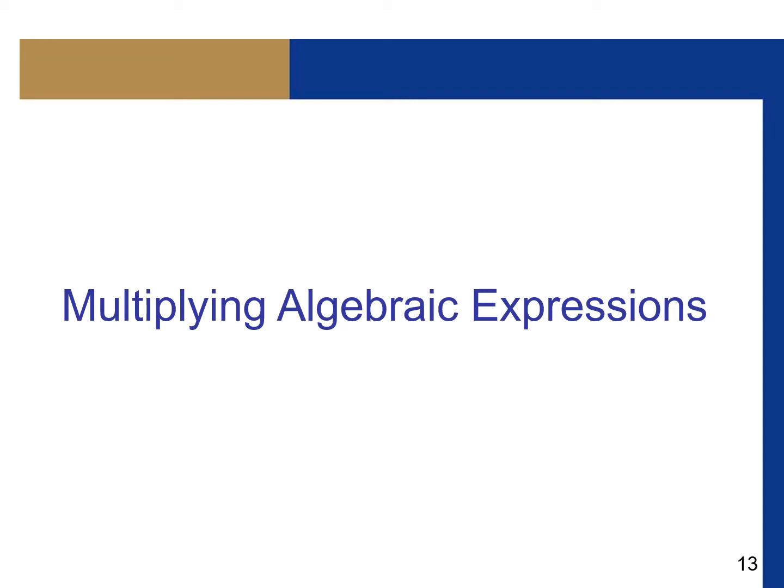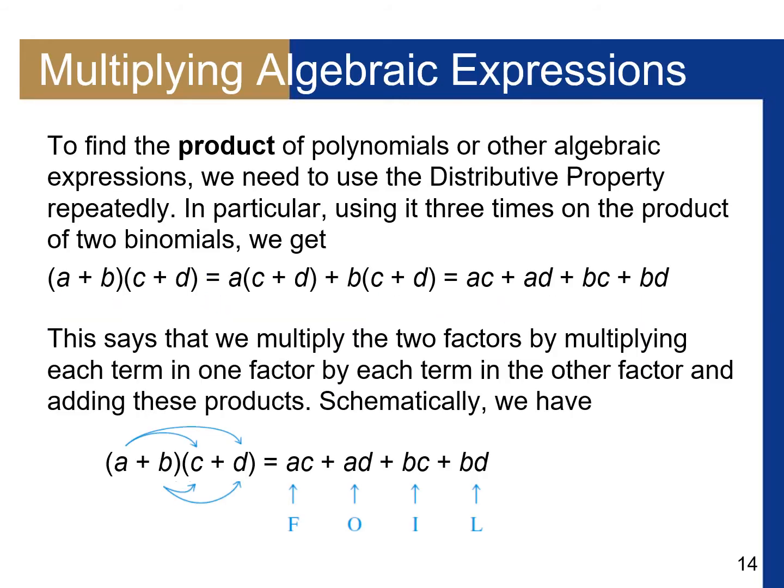Multiplying algebraic expressions. You probably have learned FOIL at some point in your math journey. So FOIL would be multiplying the firsts, the outsides, the insides, and the lasts. The other way of doing it is saying I'm going to take the very first term and multiply it by the entire second parentheses.